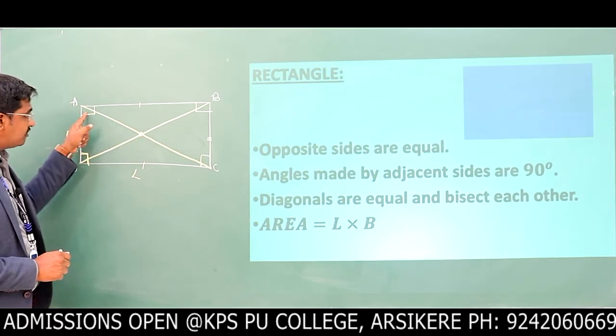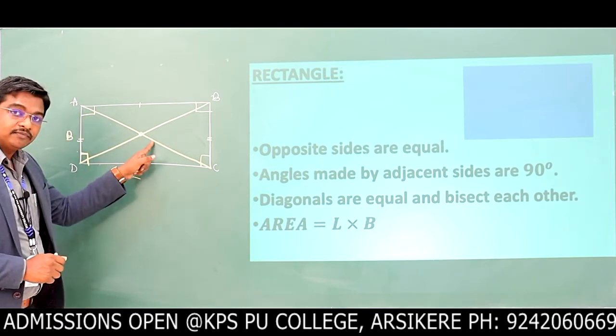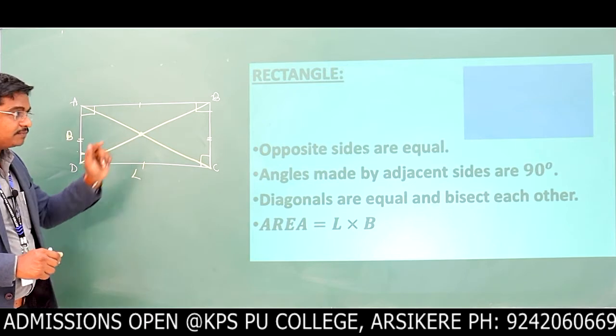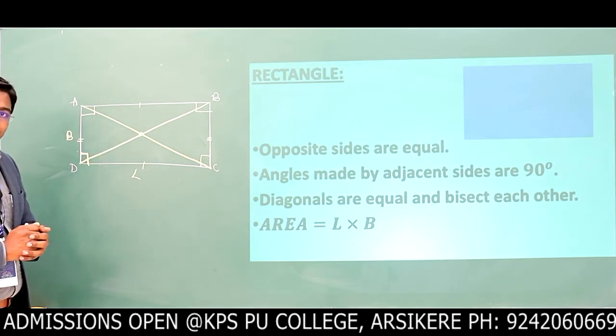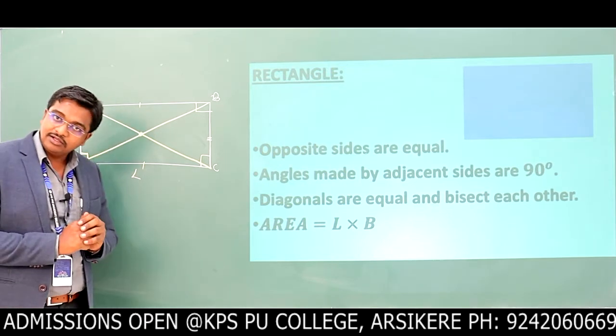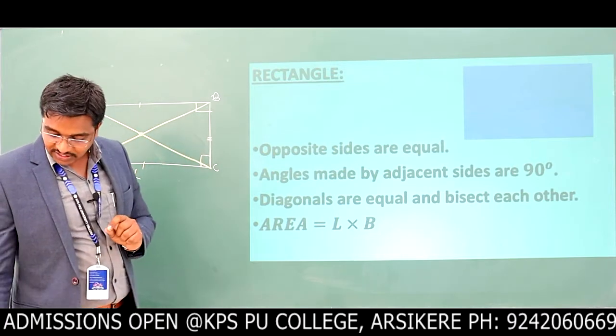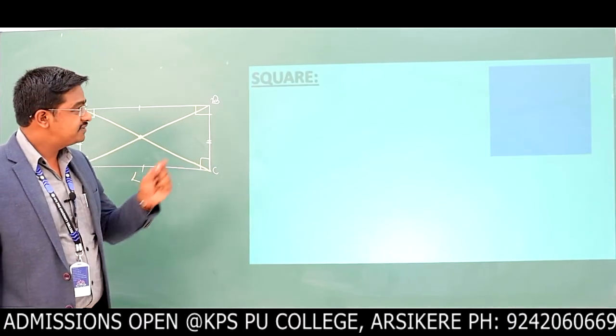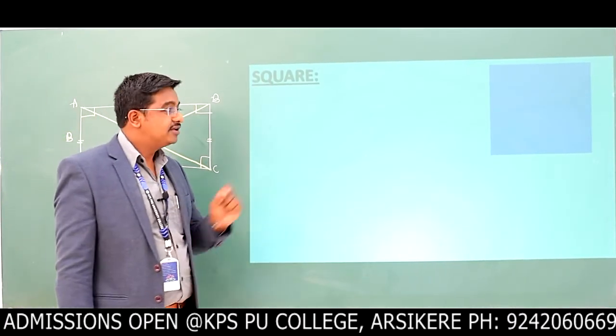Find the midpoint of AC and the midpoint of BD. If they are equal, then this represents a rectangle. So next we are moving to the next one. Next we discuss the square. Look, this is a square.